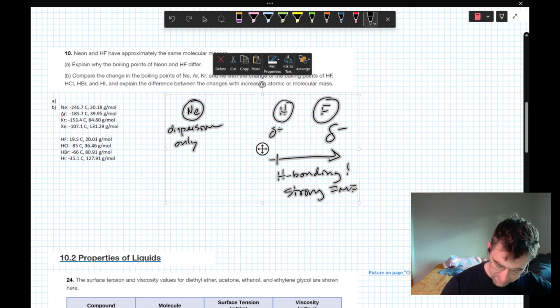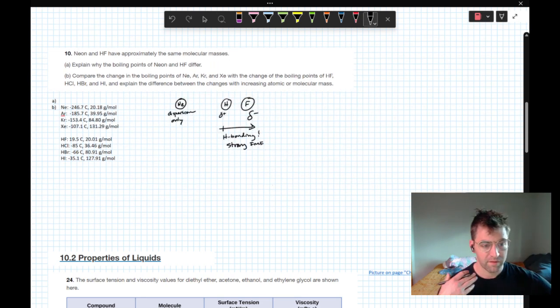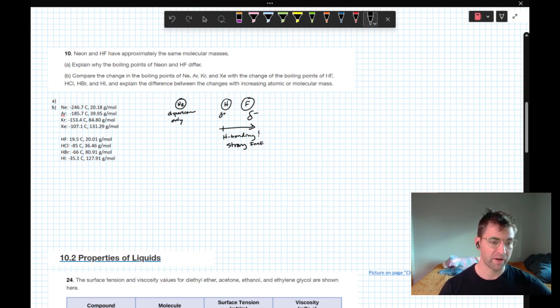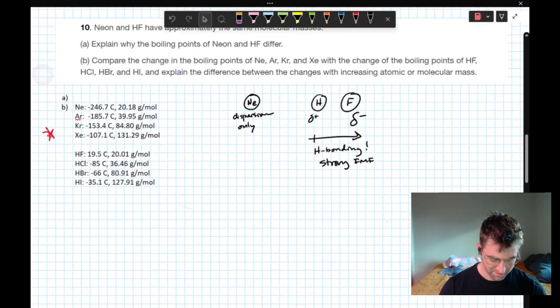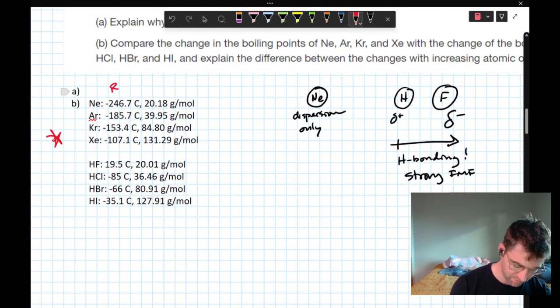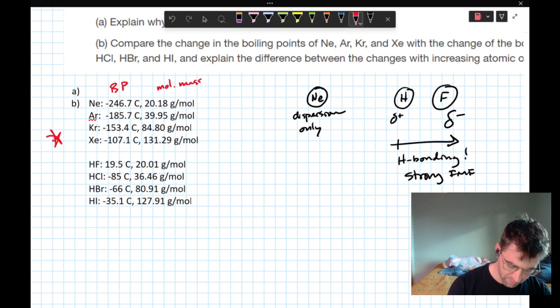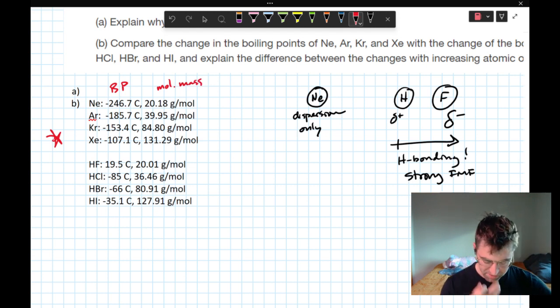Moving away from that discussion a little bit, compare the change in the boiling points of neon, argon, krypton, and xenon with the change of boiling points for hydrogen fluoride, hydrogen chloride, hydrogen bromide, and hydrogen iodide, and explain the difference between the changes with increasing atomic or molecular masses. I've taken the liberty of recording the boiling points and the molecular masses for each of these.